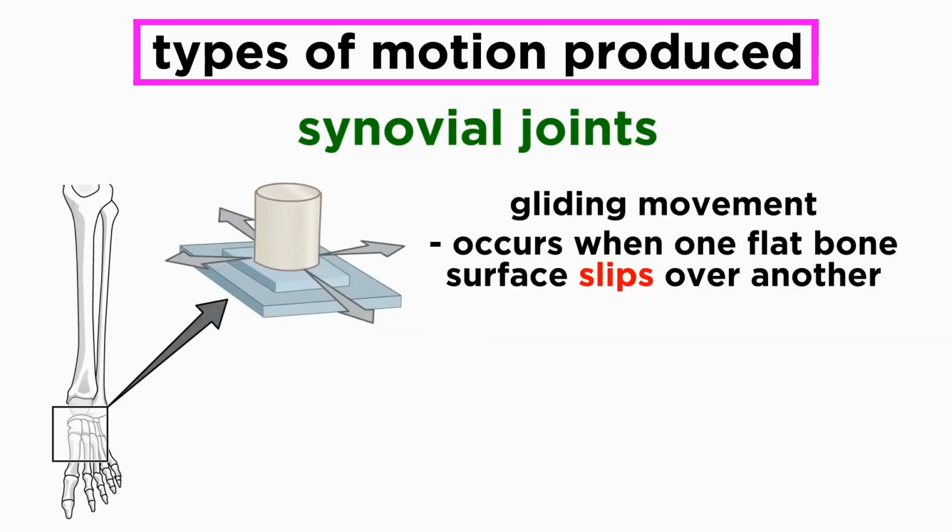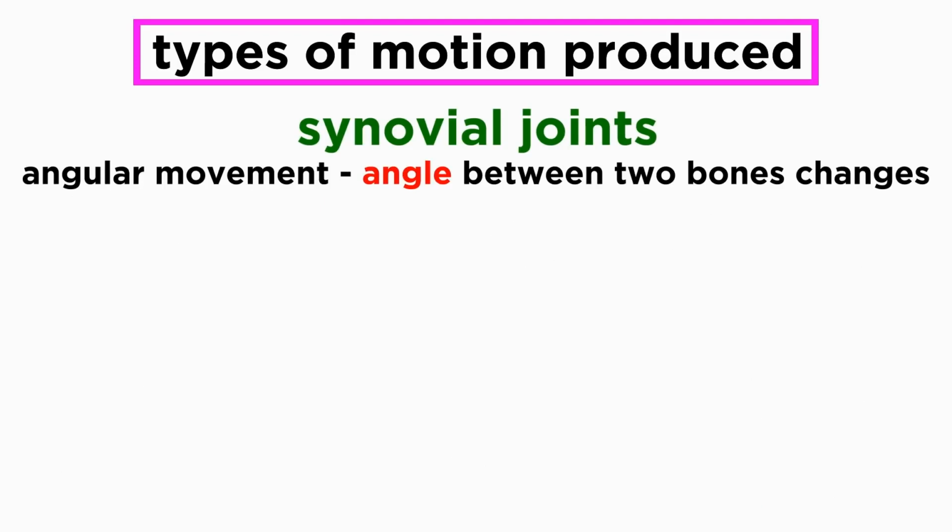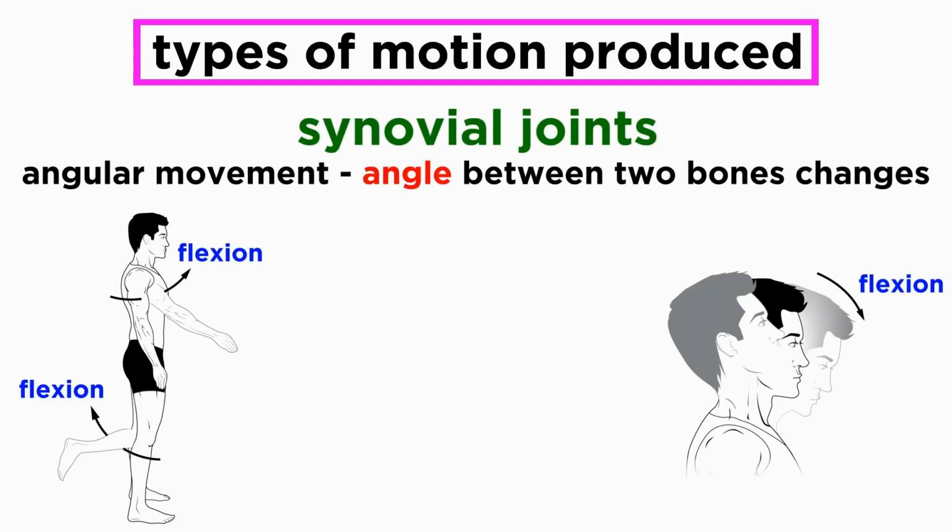Gliding movement happens when one flat bone surface slips over another. This happens at the intercarpal and intertarsal joints, allowing for left and right wrist motion. Angular movement happens when the angle between two bones changes. An example of this is flexion, which decreases the angle of the joint, like when bending the head forward, or bending forward at the waist.